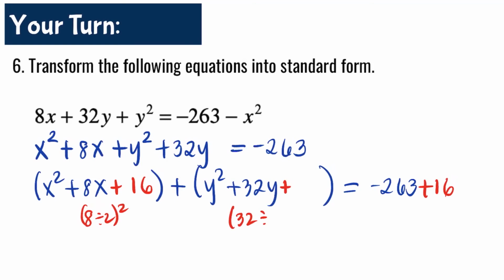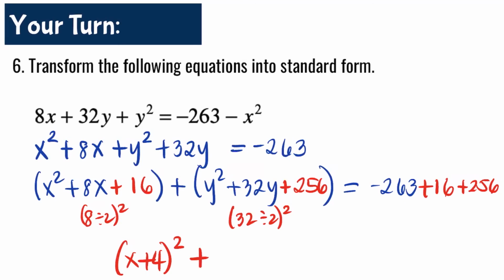Half of 32 is 16. 16 squared is 256. So we also need to add 256 to the other side. Now we need to factor out the perfect square trinomials. X squared plus 8x plus 16 is the same thing as x plus 4 to the second power. The second group, half of 32 is 16, so we will have y plus 16 to the second power.